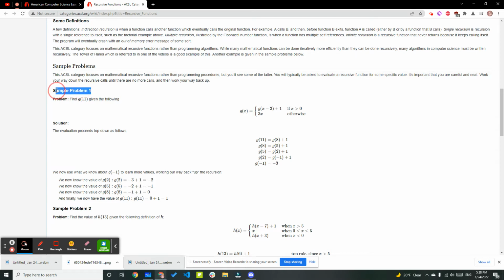So let's do sample problem 1 first. It says find g of 11 given the following. You return g of x minus 3 plus 1 if x is greater than 0, and you return 3x otherwise, so if x is equal to 0 or less than 0. We can start by writing the equation down.